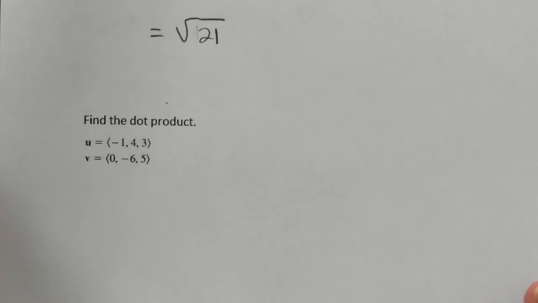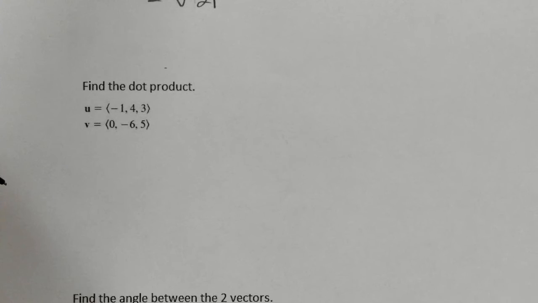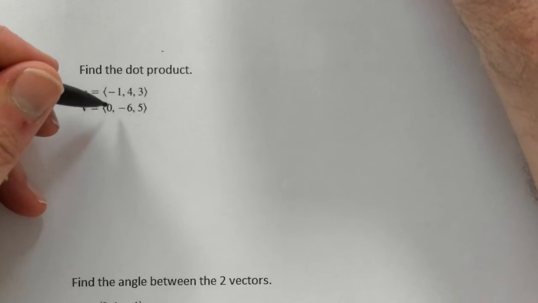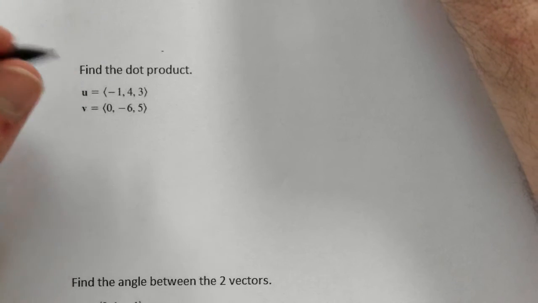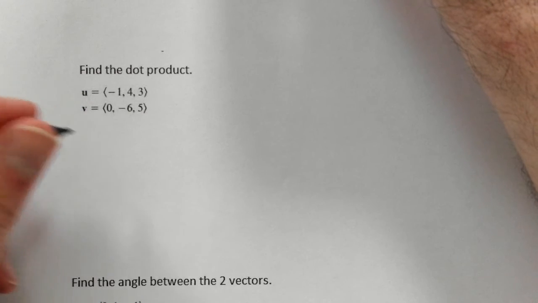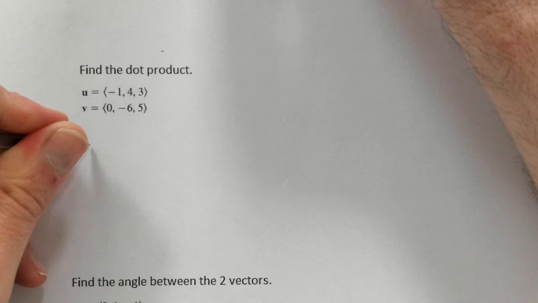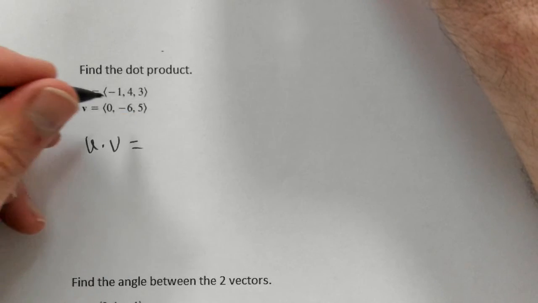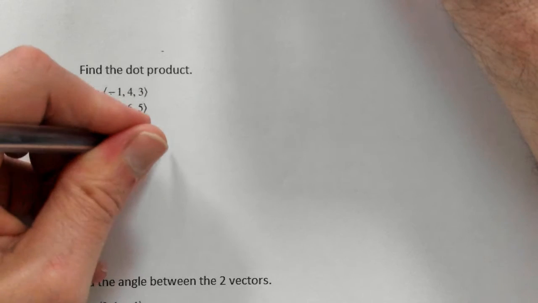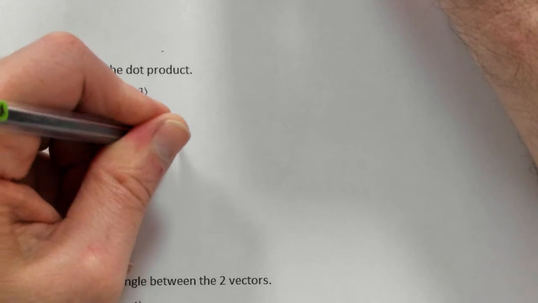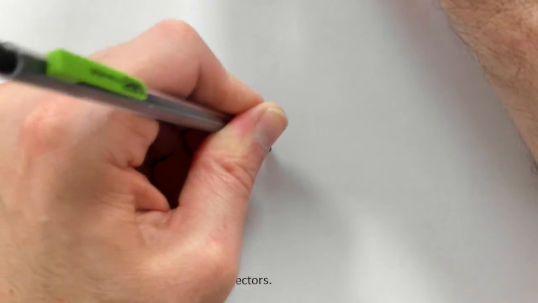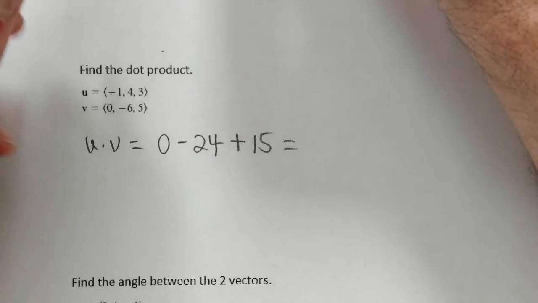All right. Dot product, really same idea. I will now go through and take all these components and multiply them together, and we'll say the dot product of U and V is going to be equal to negative 1 times 0, that's 0. 4 times negative 6, that's negative 24. And 3 times 5, that's 15. And we have negative 9.